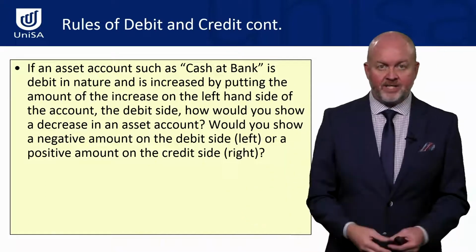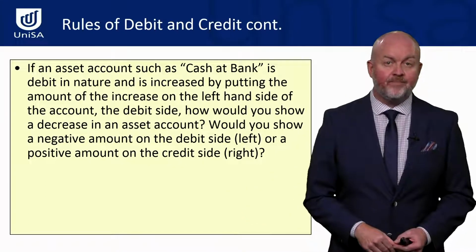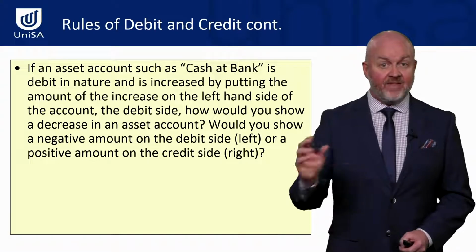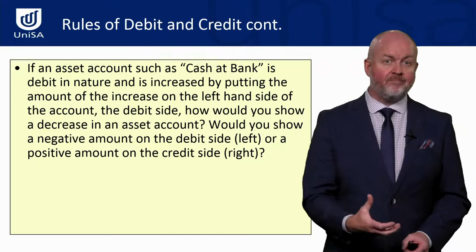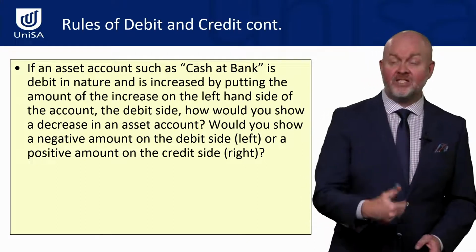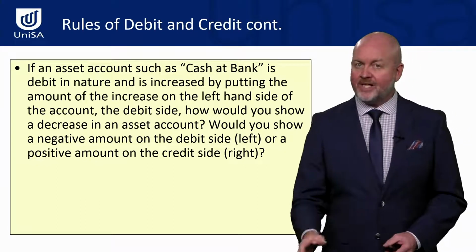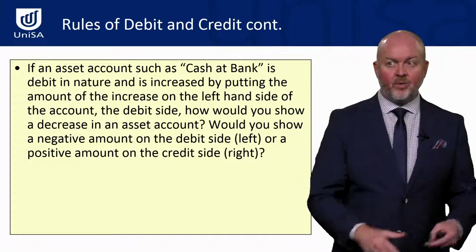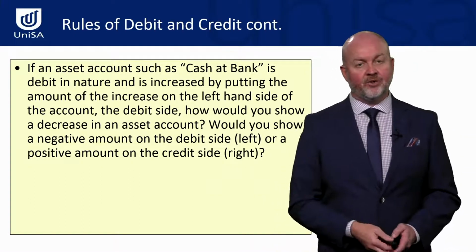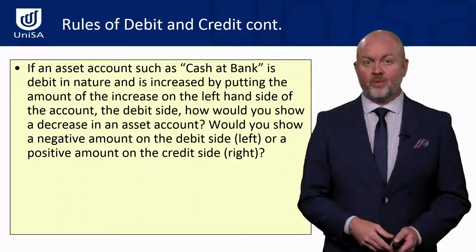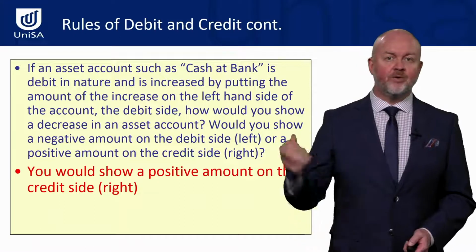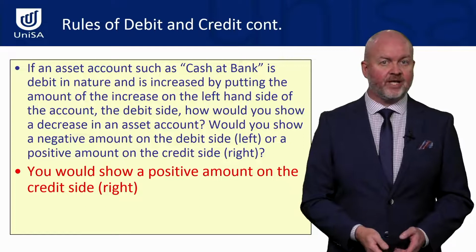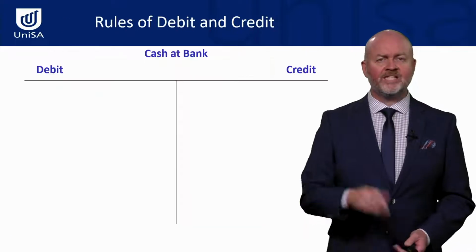So here's a simple example. If we've got an asset like cash at bank, an asset is debit in nature, therefore cash at bank would be debit in nature, and therefore increased by recording transactions on the debit or the left-hand side of the ledger. How would I show a decrease in that account? Would I show a negative amount on the debit side, or would I record a positive amount on the credit side? Well, based on just what I just went through, obviously the answer is you would record a positive amount on the credit side or the right-hand side of the ledger account.